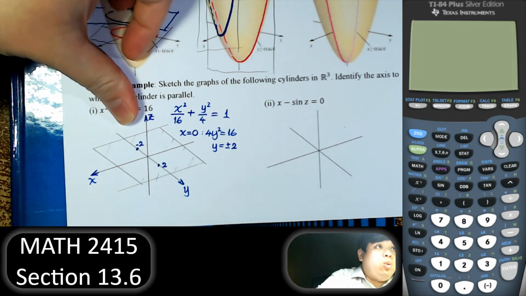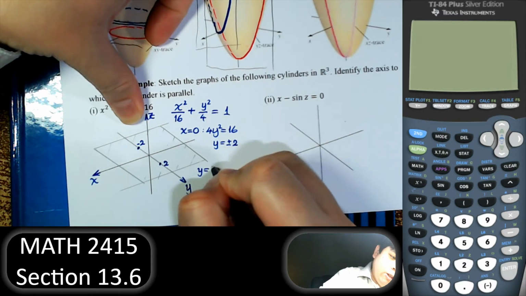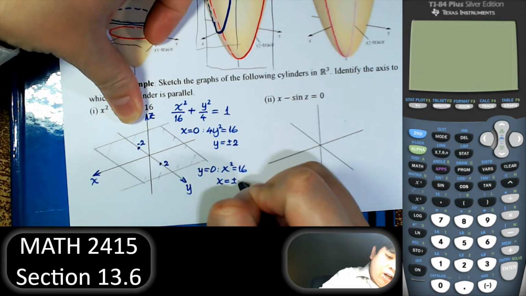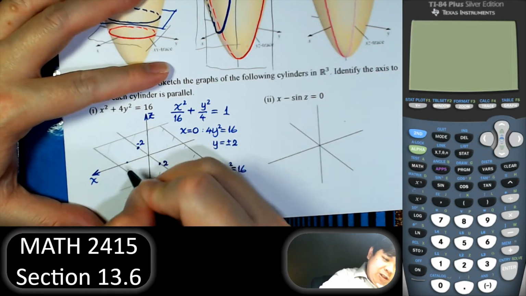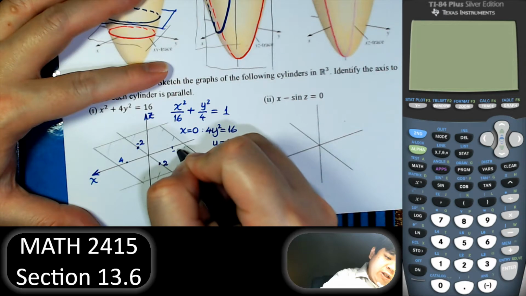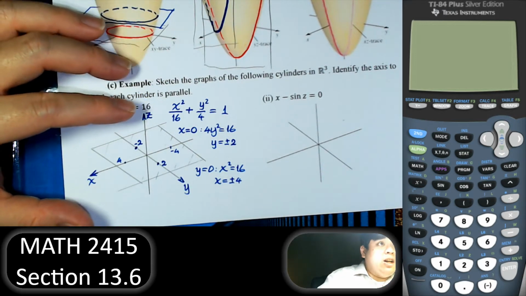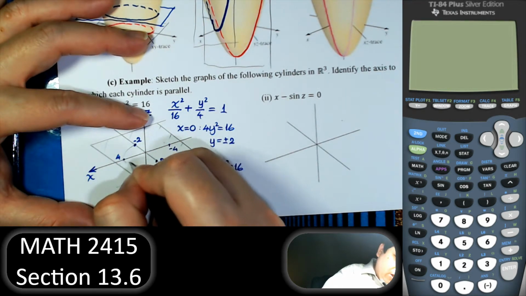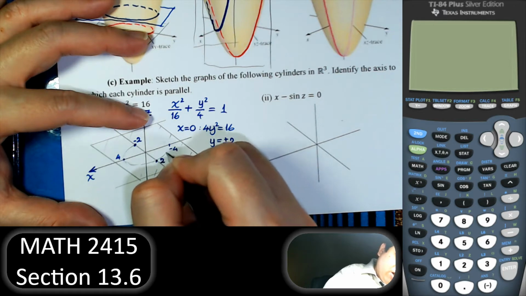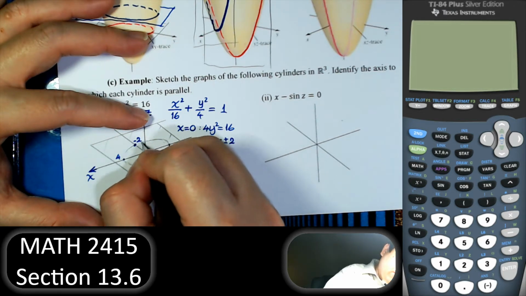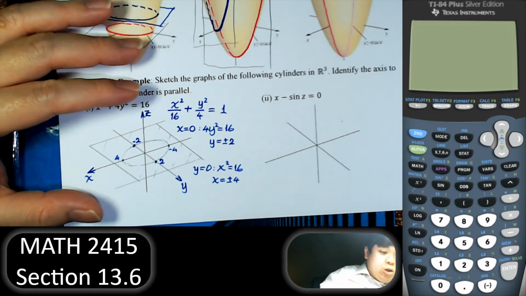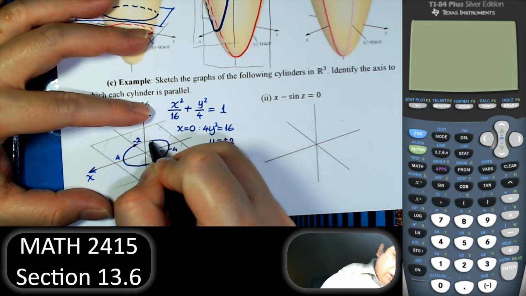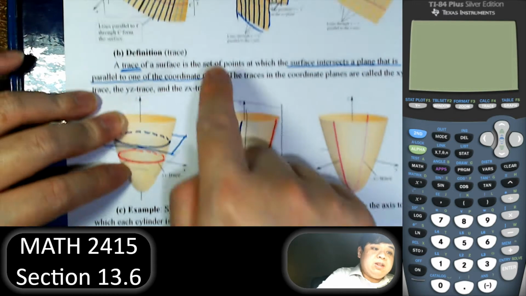Now if y equals 0, we have x squared equal to 16. So x equals plus or minus 4. 4 and negative 4. And we connect them, we will have a cylinder. I recommend we draw with a pencil first. So I'm sorry, not a cylinder, but an ellipse. So the xy trace is an ellipse. This is the curve C we're talking about.